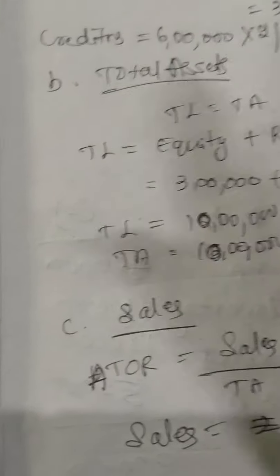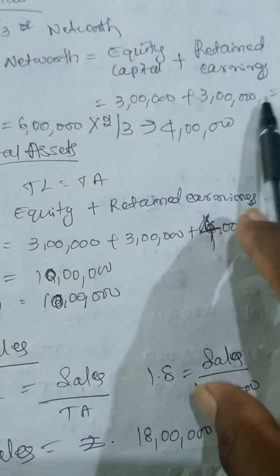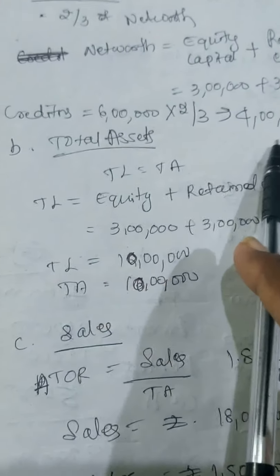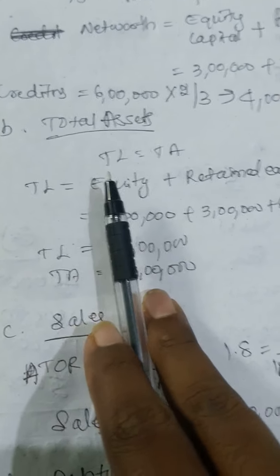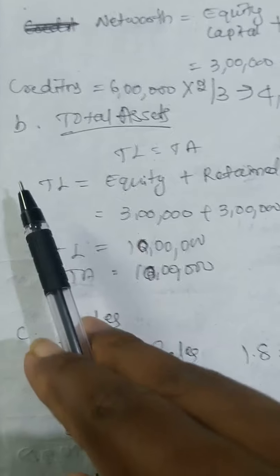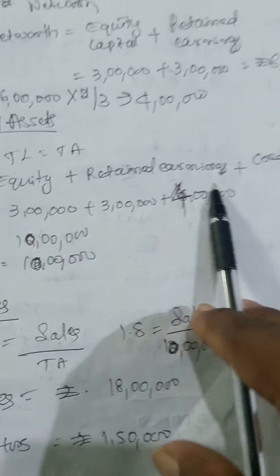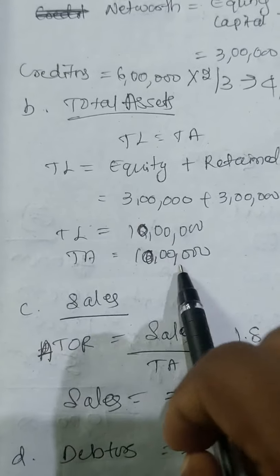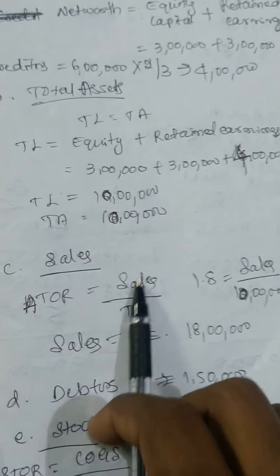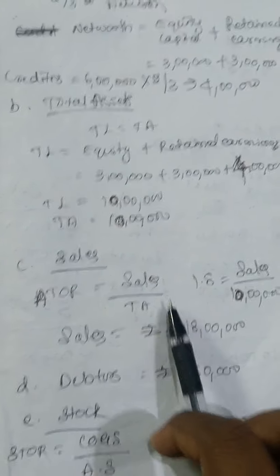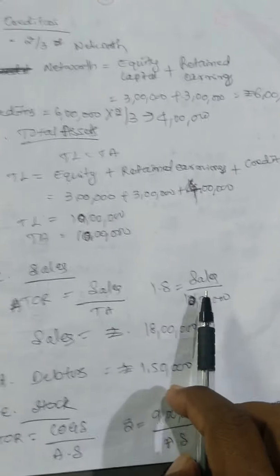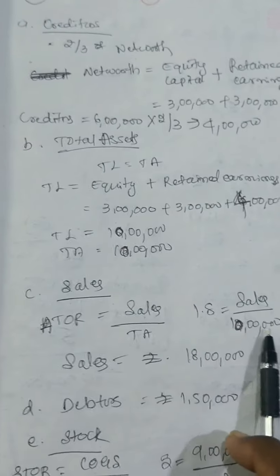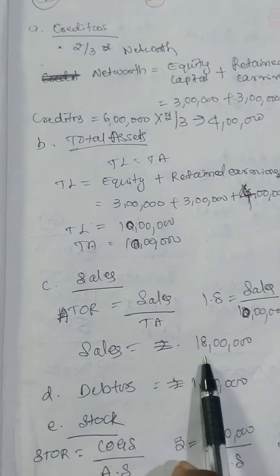Okay. Now I am finding creditors, that is 2 by 3 of net worth. Net worth equals equity plus retained earnings. So 6 lakh into 2 by 3, 4 lakh. Next, total assets. Total liabilities equals total assets. Now total liability equals equity plus retained earnings plus creditors, you will get 10 lakh. So when total liabilities is 10 lakh, total assets will become 10 lakh. Now sales. Assets turnover ratio equals sales divided by total assets. Okay. Now we don't know sales. We know assets turnover ratio is 1.8 and total assets is 10 lakh. So you'll get 18 lakh.